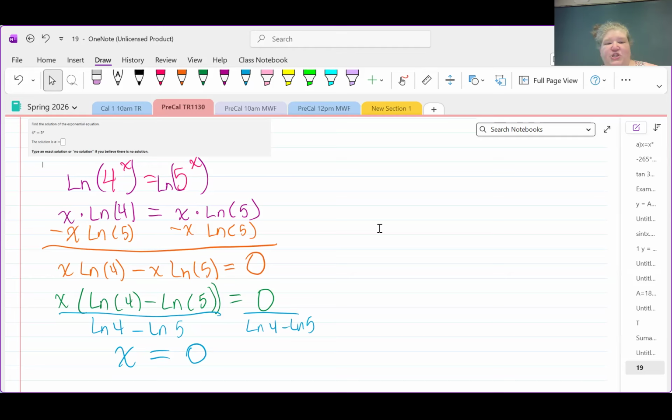Now, both of these terms have an x in common. So I factored out the common x. And my leftovers were natural log of 4 minus natural log of 5. And then that's x times natural log 4 minus natural log 5. So I divided both sides by that, but 0 divided by a number is just 0.